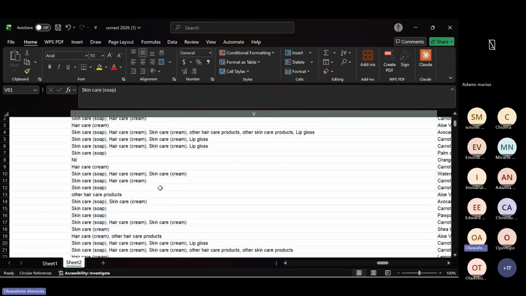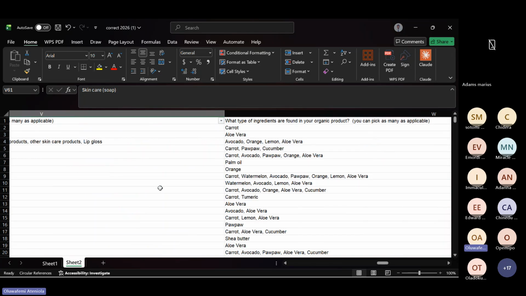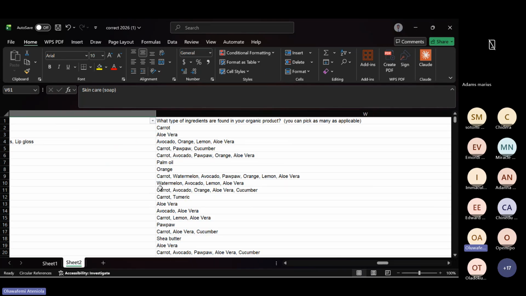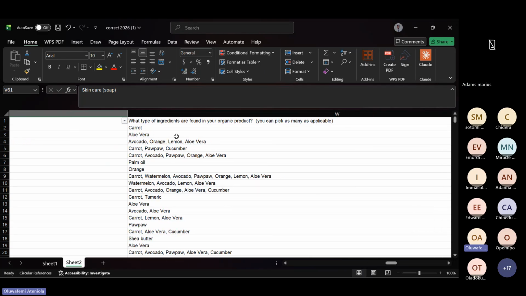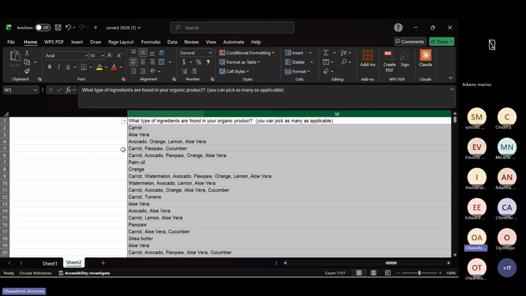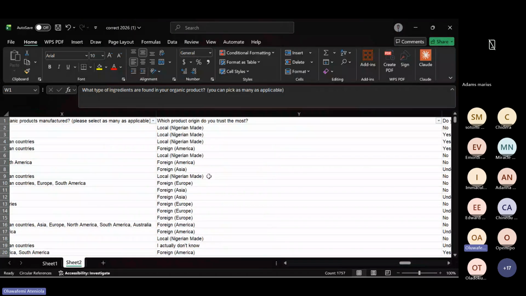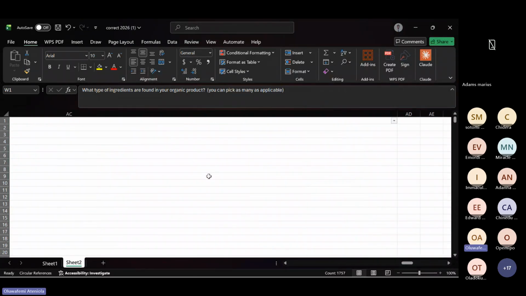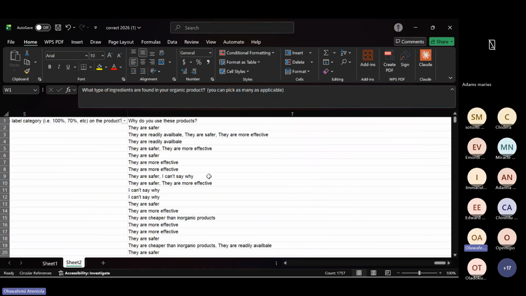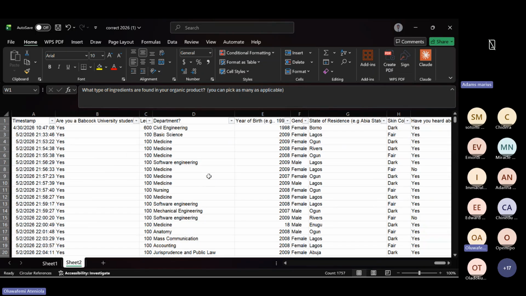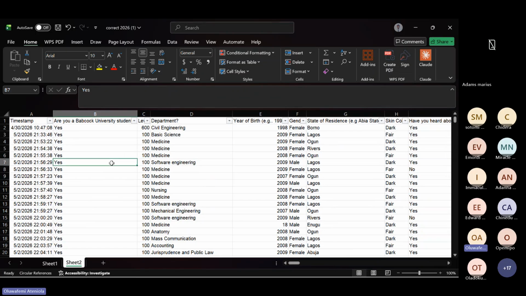Let's see other columns that we have here. What type of ingredients are found in this? Aloe vera. So I believe this is also a checkbox question where they have to pick all of these combinations. So just hold on. Why are organic products manufactured? We might have to break this into two because the columns are a bit much.